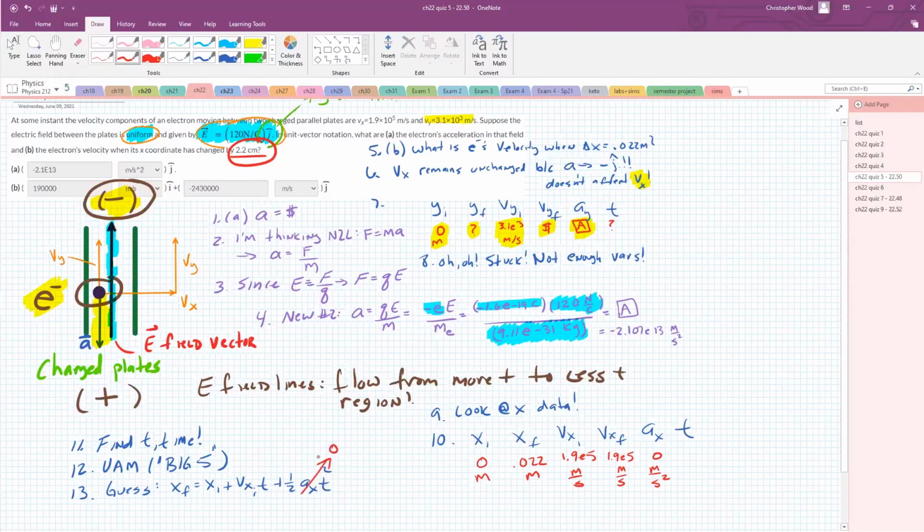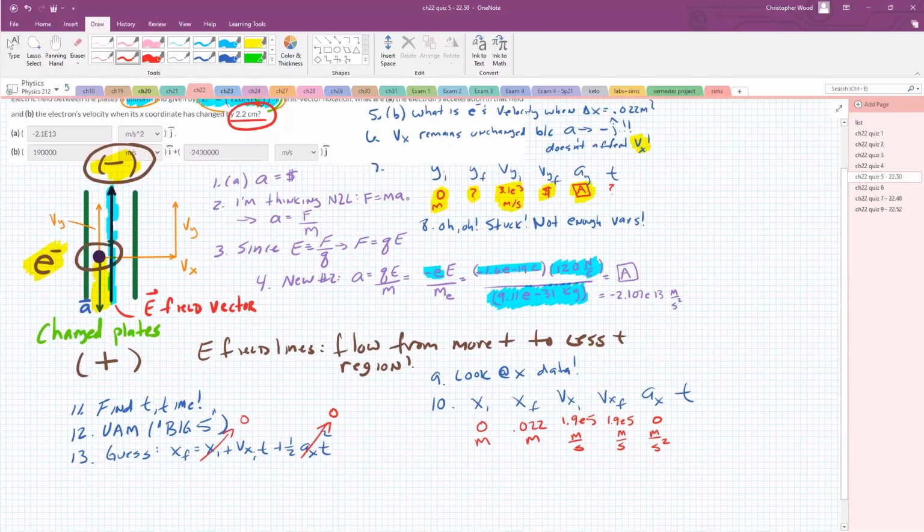This is equal to 0. So look how easy this gets. This is equal to 0. And you can see in step 14 that velocity is distance over time. If velocity is distance over time, that means time equals distance over velocity. But being more formal about it, look at step 13. Step 13 is basically saying X final equals Vx initial times time, which means T is going to equal X final over Vx initial.